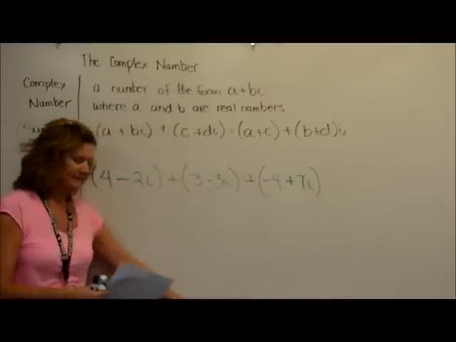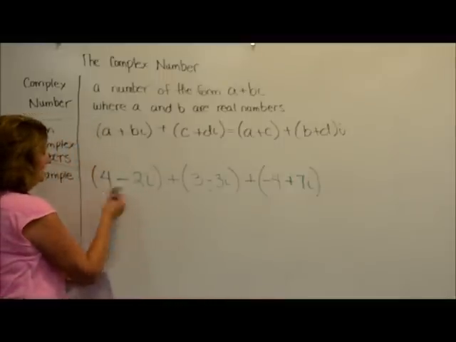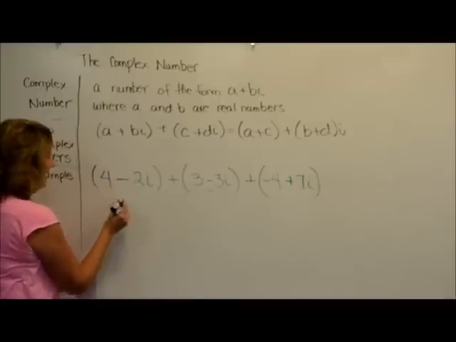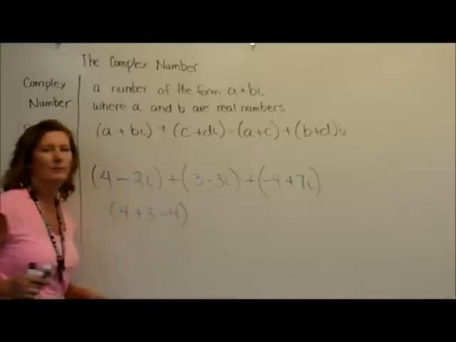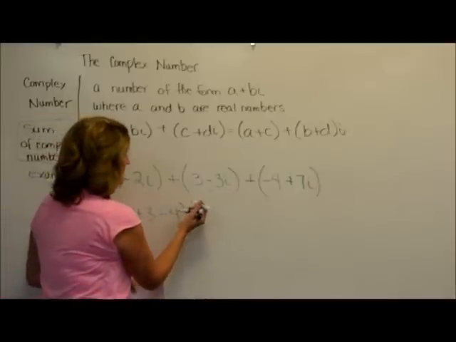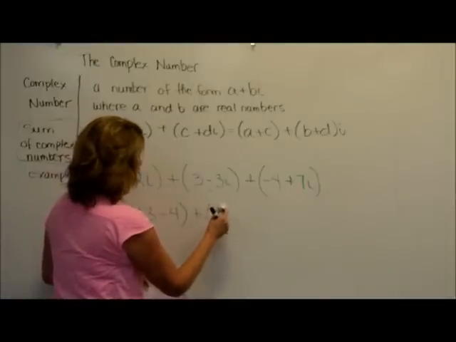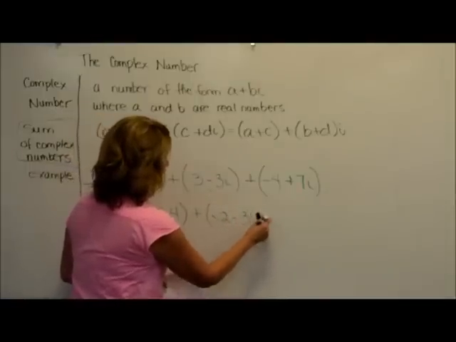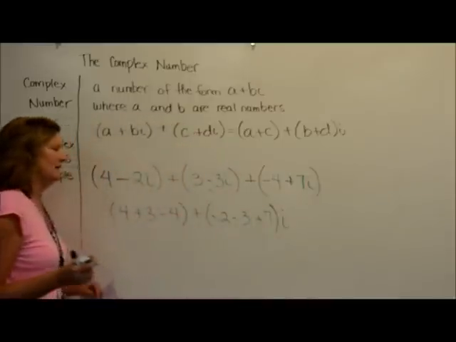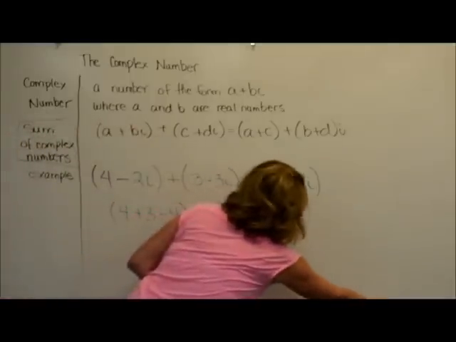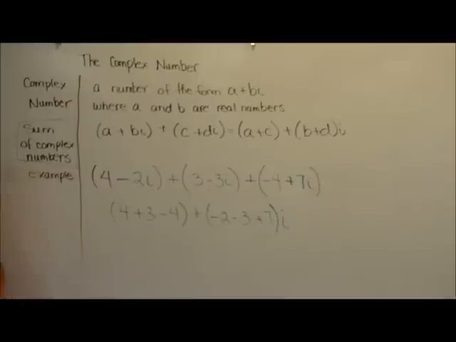And the deal with this is that we can add all of the real pieces together. So I would have 4 plus 3 minus 4, and that's that real portion. And then I would have negative 2 minus 3 plus 7, and all of that is going to be multiplied by i, and that should be a negative. Let me fix it. There we go. So it would look like that.